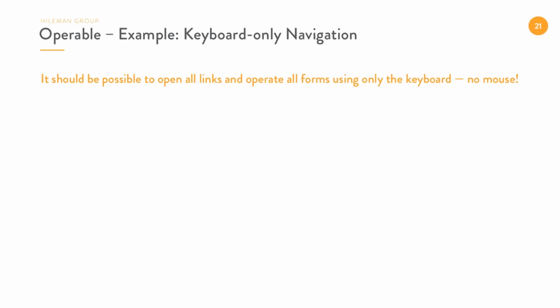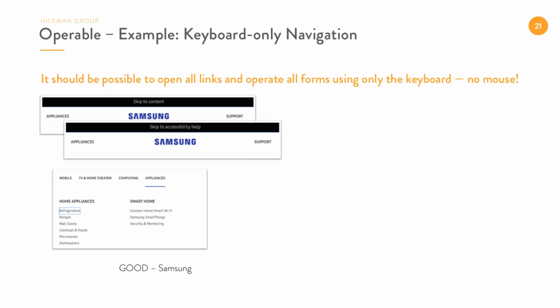So keyboard-only navigation, like we mentioned before. On the left, we see as you start tabbing through Samsung's site, which is a great site, it's very accessible. The first thing that's going to pop up is a skip to content link, and that's that first image at the top. If someone wanted to skip through all the navigation, they'd be able to skip directly to the content without having to hit that tab key on your keyboard over and over and over again to get through.